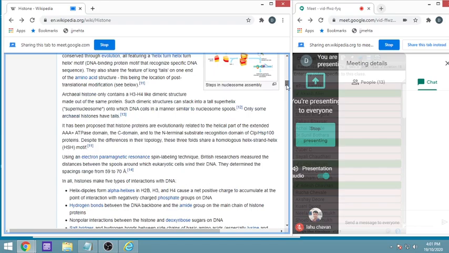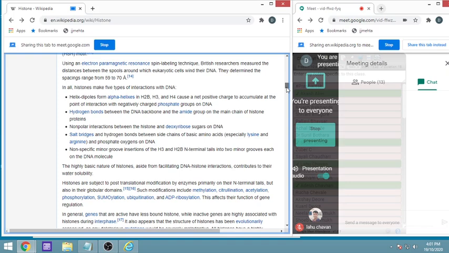Okay. So what interactions is it having? Actually, 5 types of interaction all the histones are making. Helix dipoles form alpha helices in H2B, H3, H4, and that causes a net positive charge that will cause accumulation at this point of interaction, along with the negatively charged phosphate groups on the DNA. So H2B, H3 and H4 have positive charge, while the phosphate molecules on the DNA have negative charge, and because of that the positive-negative interaction will be there.